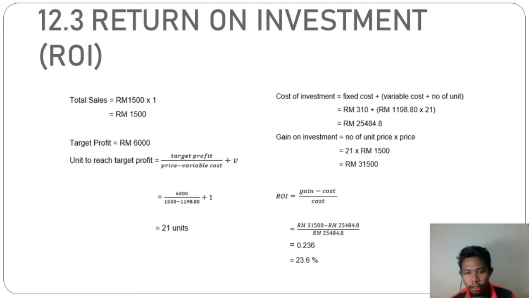So ROI is equal to gain minus cost over cost. Okay, the gain we get is 31,500 ringgit. We minus the cost, which is 25,484 ringgit 80 cents, over the cost, which is 25,484 ringgit 80 cents. Then we get 0.236. So in percentage, this ROI is 23.6%.